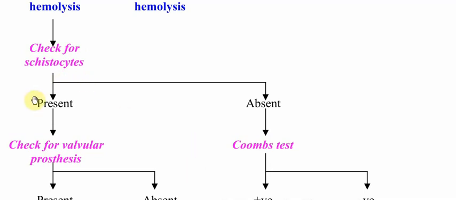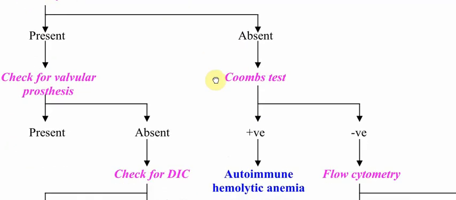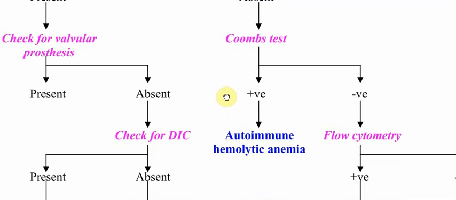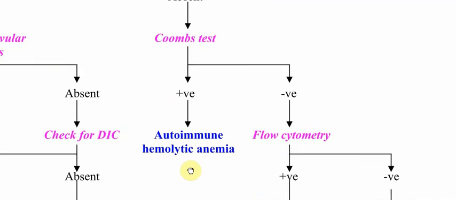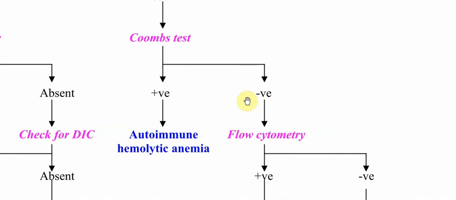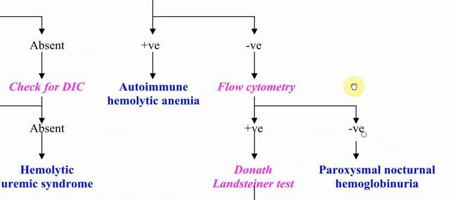If the schistocytes were absent, this is where we bifurcated. So if schistocytes are absent, we do a Coombs test. If it is positive, the diagnosis is autoimmune hemolytic anemia. If it is negative, then we do a flow cytometry.